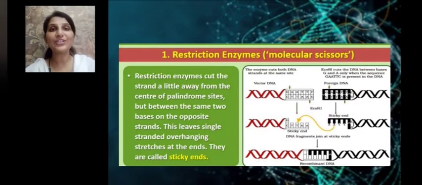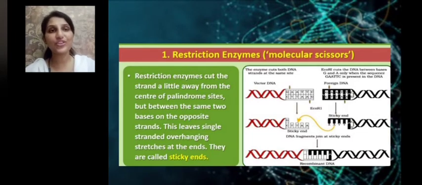So the recognition site for a molecular scissor is also a palindrome. For example, we see this recognition site GAATTC. On the opposite side, on the basis of the principle of complementarity, it will be read the same in the opposite direction. In this direction, it is GAATTC. In this direction also, it is GAATTC. What does this GAATTC stand for? It is nothing but the nucleotide bases.